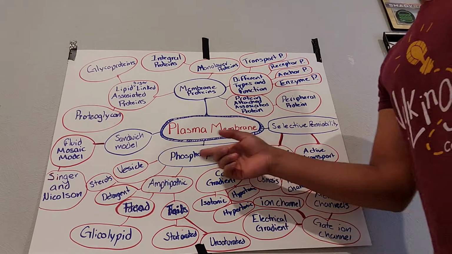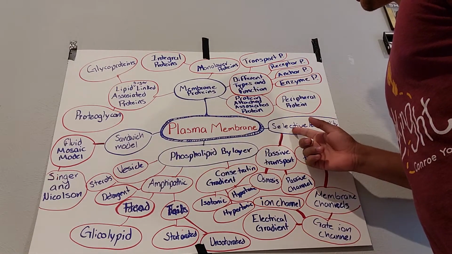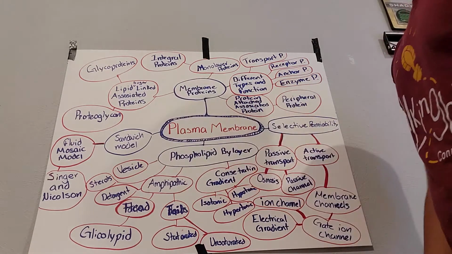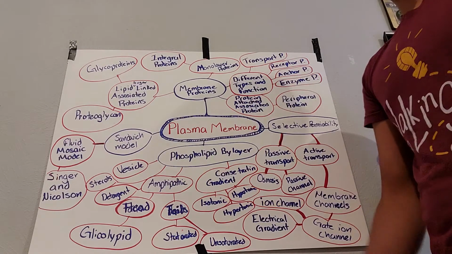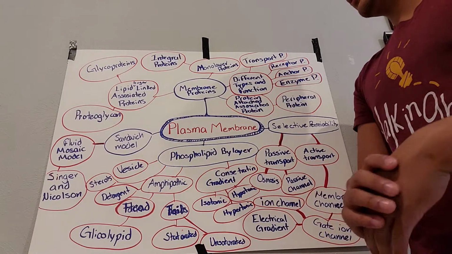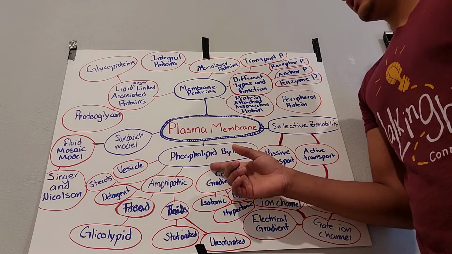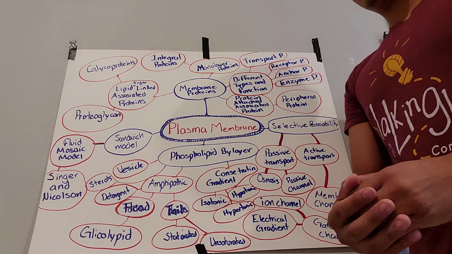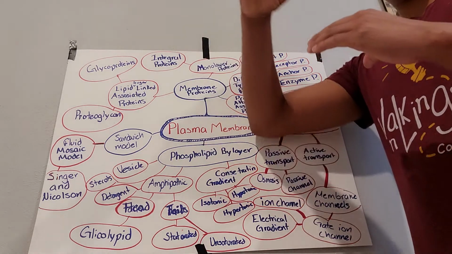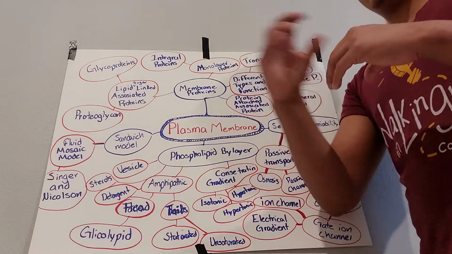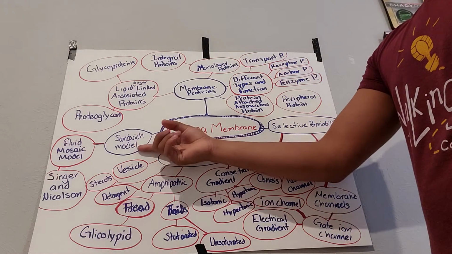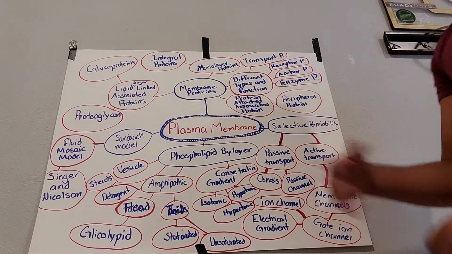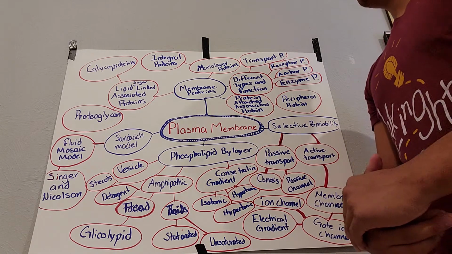So I have four different characteristics of the plasma membrane that I separated my topics over. First was the phospholipid bilayer, which is the actual phospholipids. There's two layers on top of each other, kind of like a sandwich model, which was one of the first models devised trying to explain what the plasma membrane was.